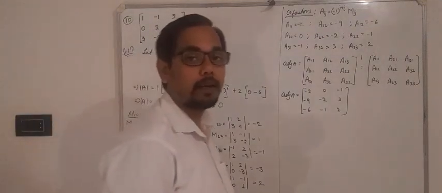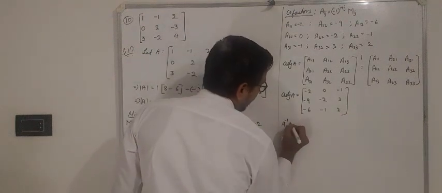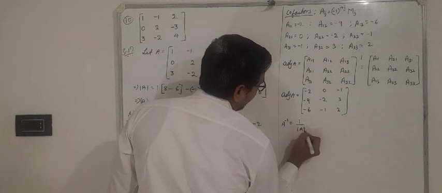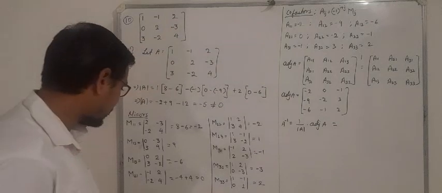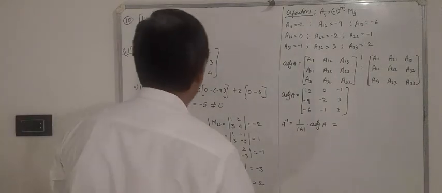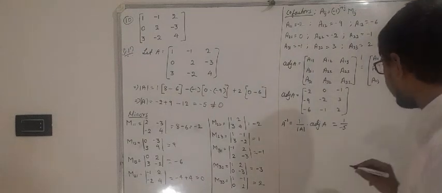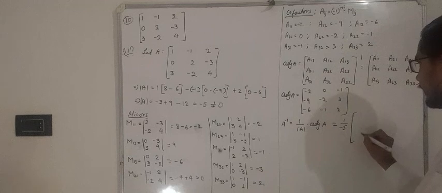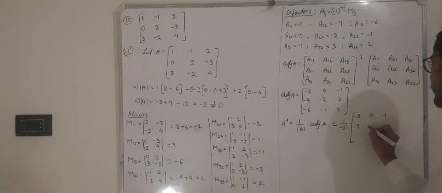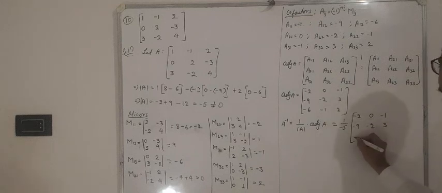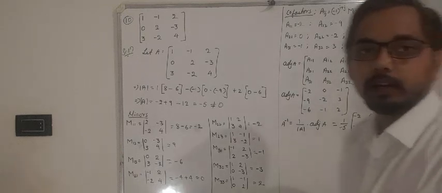Now we need to find the value of A inverse by using this adjoint A. We know that A inverse is 1 over determinant A into adjoint A. Right? And what is this? 1 over determinant A. What is the value of determinant A? -5. So 1 by -5 into adjoint A. That is -2, 0, -1, -9, -2, 3, -6, -1, 2. Right? So this is the value of A inverse.